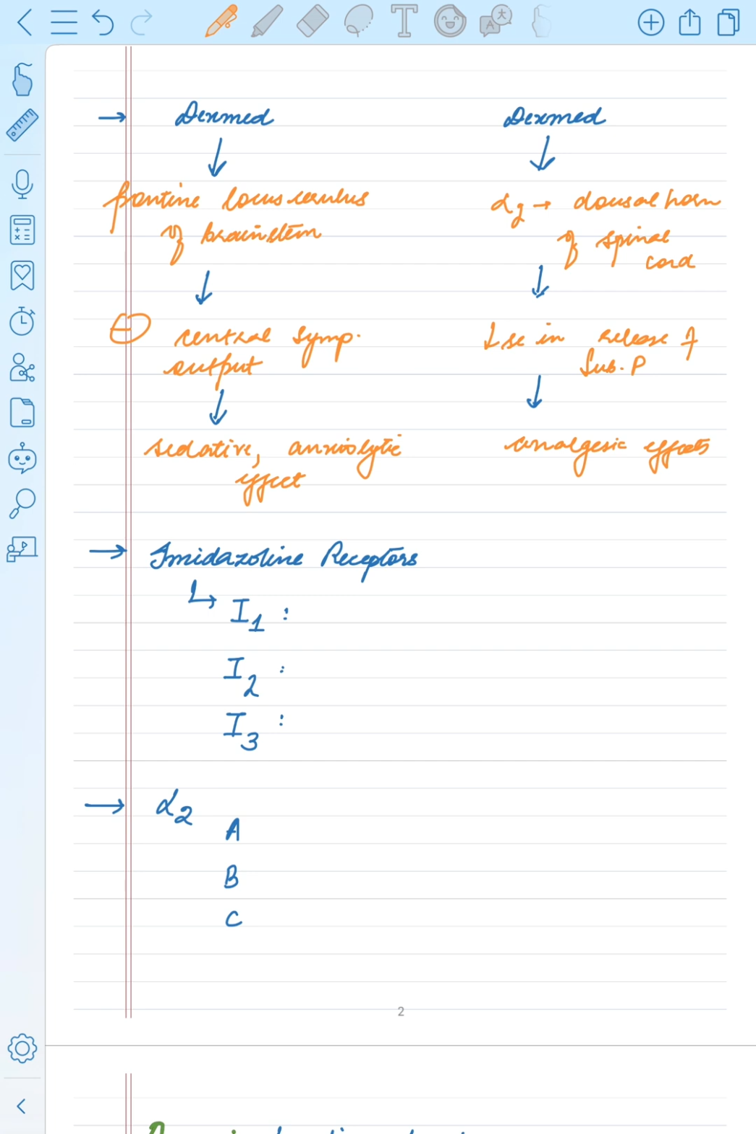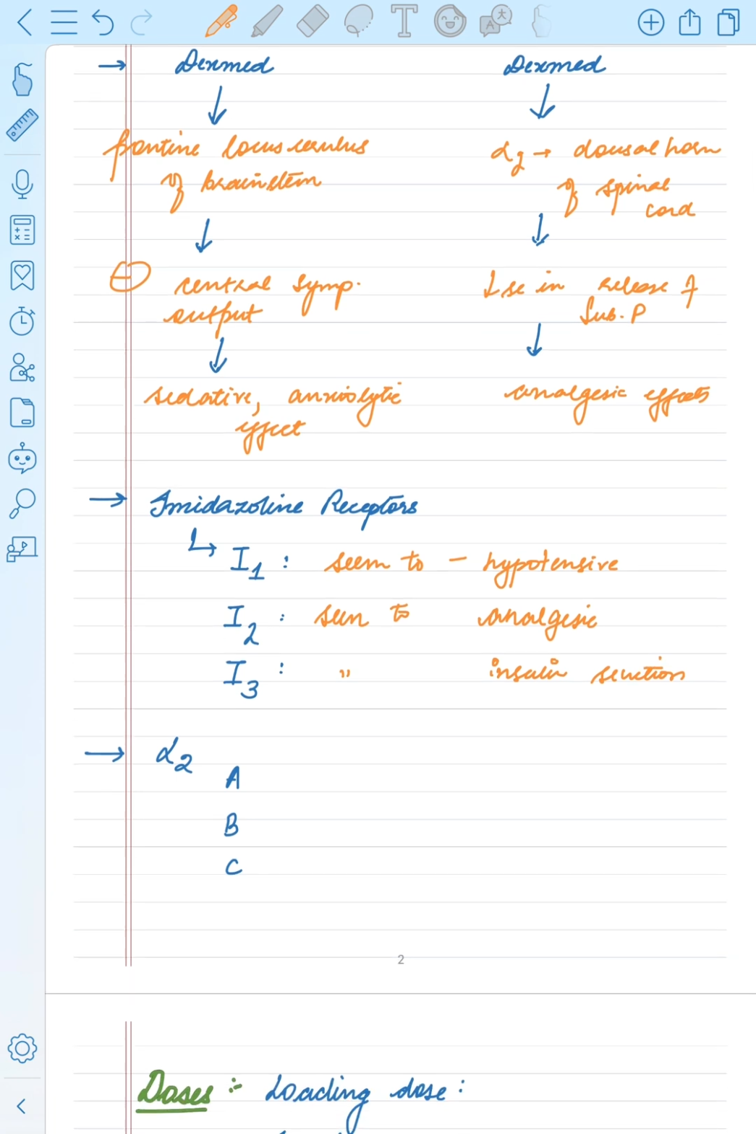Now the imidazoline receptors are not as well described as the alpha receptors, but it seems that the imidazoline 1 receptors mediate the hypotensive effects, while the imidazoline 2 receptors seem to be related to the analgesic effects, and the I3 receptors seem to somehow mediate or take some role in the insulin secretion.